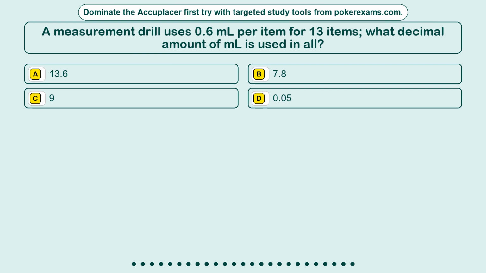Question 3. A measurement drill uses 0.6 ml per item for 13 items. What decimal amount of ml is used in all? Option A, 13.6. Option B, 7.8. Option C, 9. Option D, 0.05.